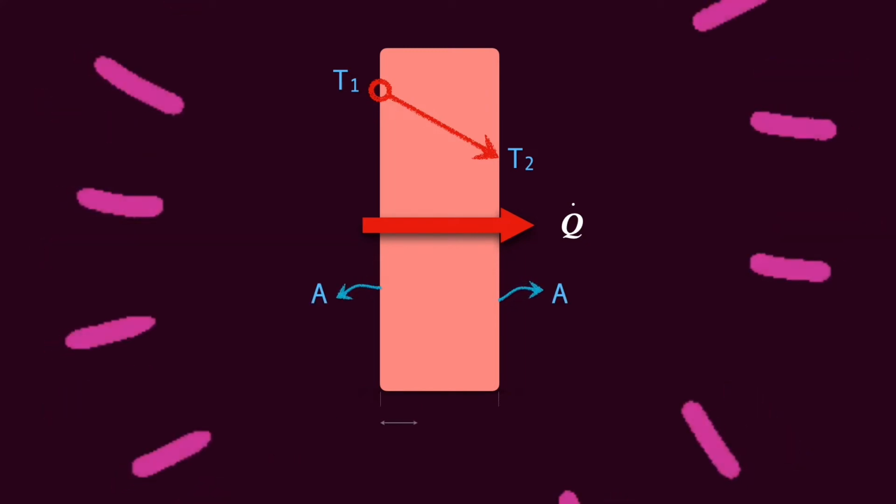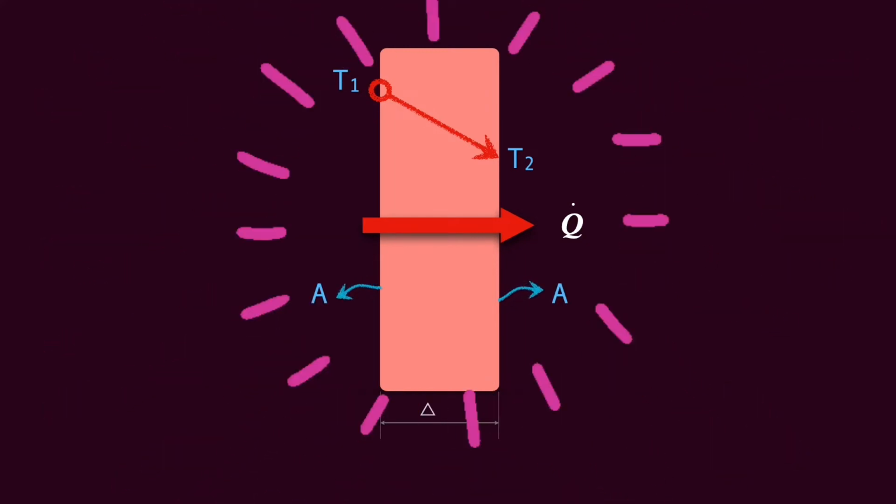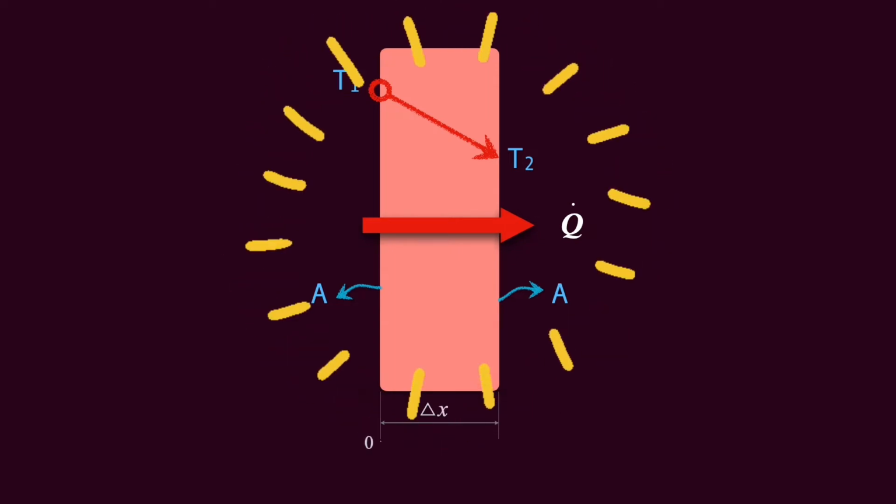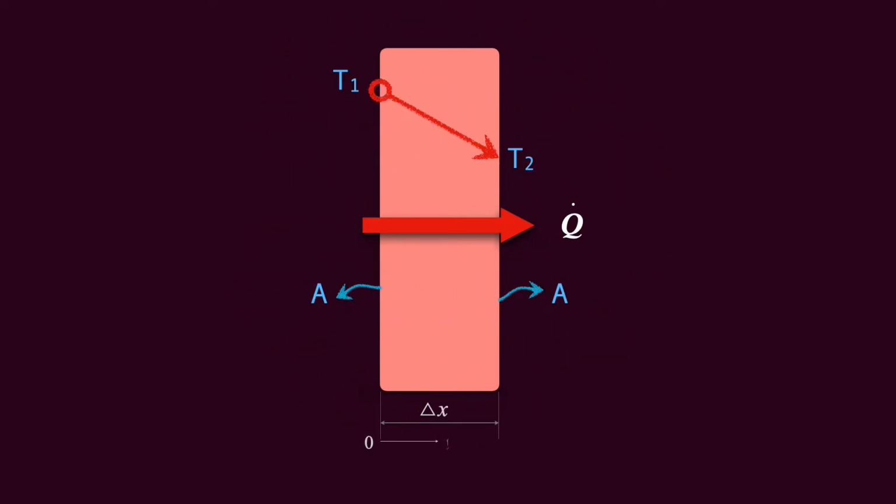The rate of heat conduction through a medium depends on the geometry of the medium, its thickness, and the material of the medium, as well as the temperature difference across the medium. The rate of heat conduction can be determined using the rate equation based on Fourier's law of heat conduction.